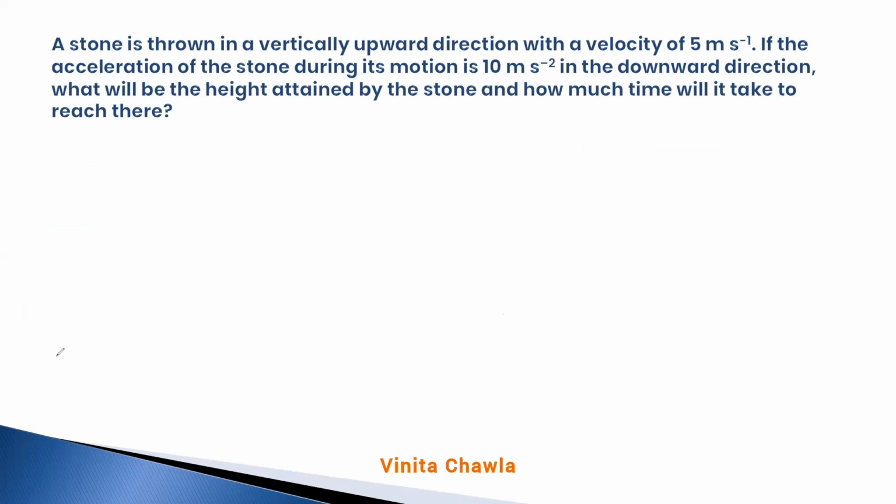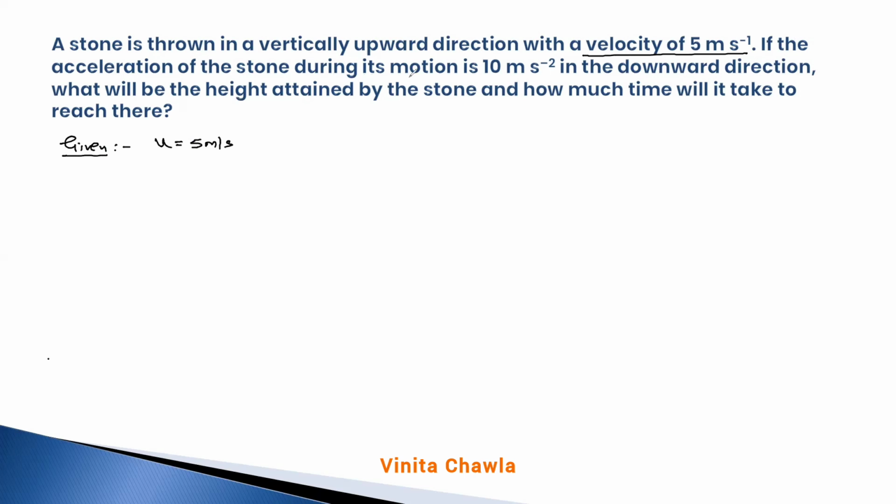A stone is thrown in a vertically upward direction with a velocity of 5 meter per second. So write given. It is thrown in upward direction, so this is the initial velocity of the stone. It's 5 meter per second. U is 5 meter per second.